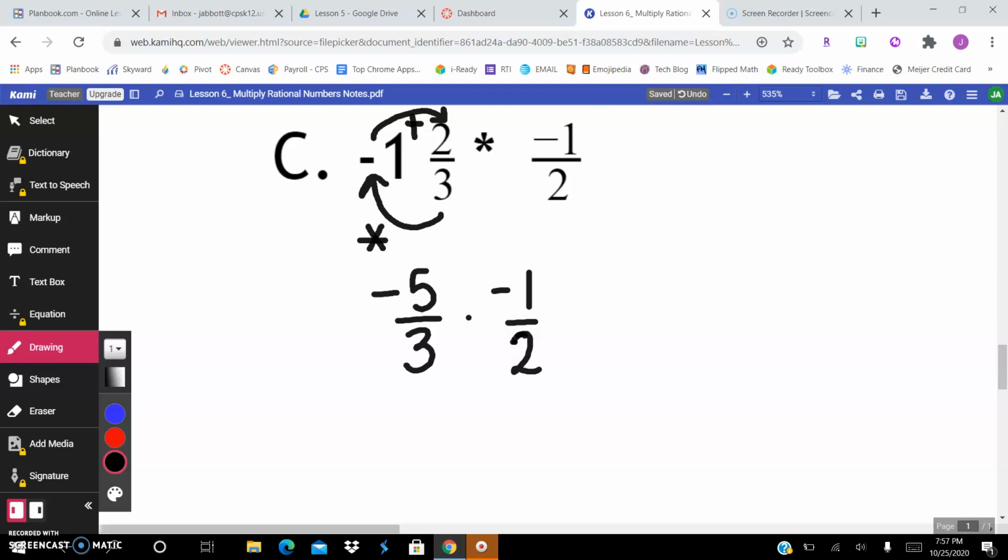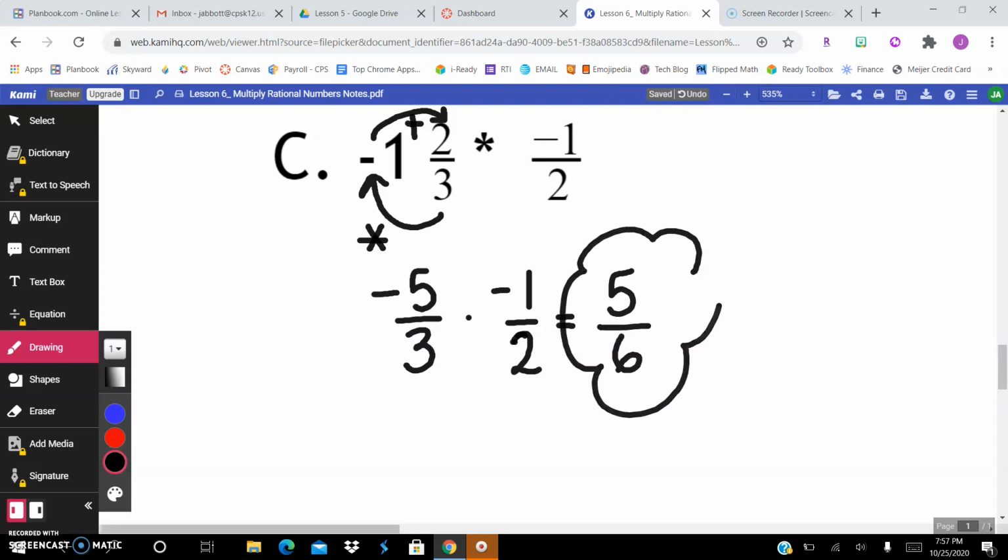times negative 1 over 2. And looking on an angle, I have a 5 and a 2. Those don't have anything in common, and 3 and negative 1 don't have anything in common, so I can't reduce now. A negative times a negative is going to be a positive, and 5 times 1 is 5. And then on the bottom, 3 times 2 is 6. So 5/6 can't reduce, so that is our final answer.